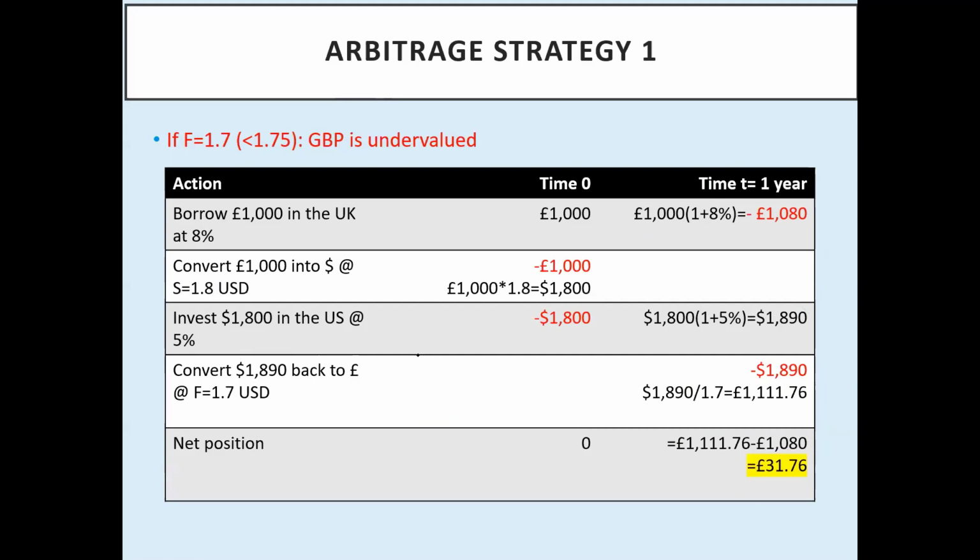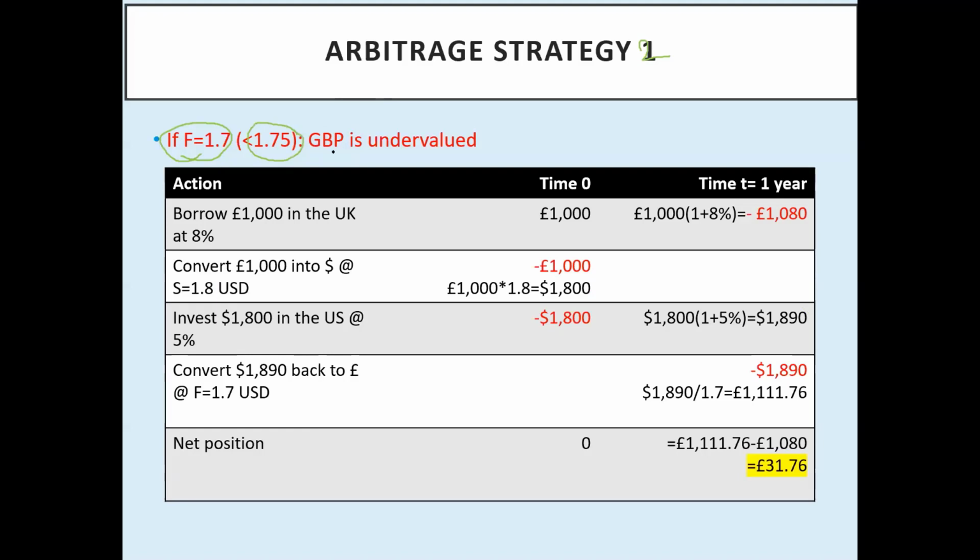In example 2, now in this case, I'm going to start with a forward rate that is lower than the non-arbitrage rate. Recall from the previous slide, my non-arbitrage rate is 1.75 and my actual forward rate is actually just 1.7.